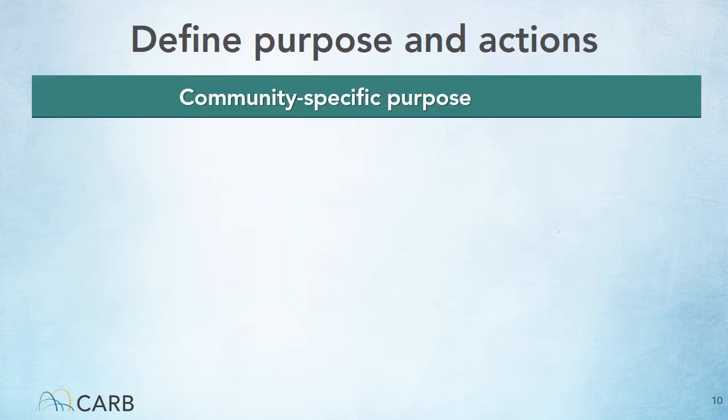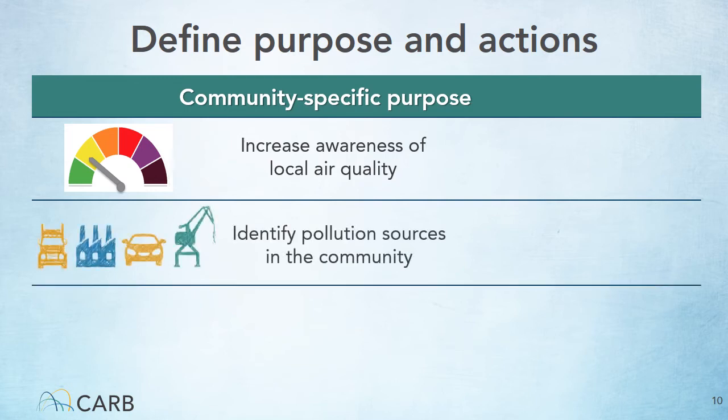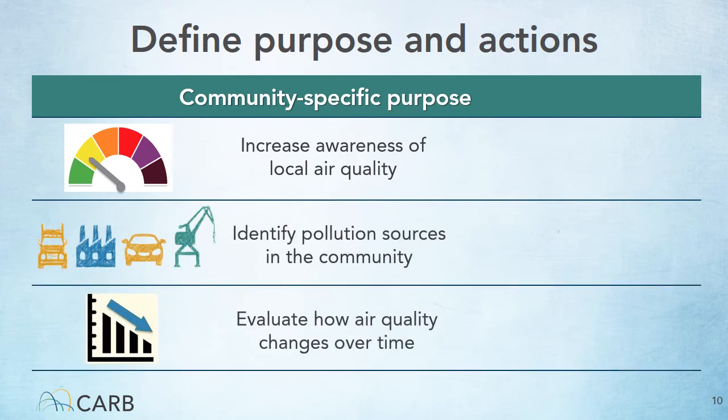After convening the steering committee, the next step is to define and document why air monitoring is needed. Community-specific purposes for air monitoring should be clear, concise statements that describe the need or needs for air monitoring and what the monitoring plan will address. Examples include increasing understanding of local air quality, identifying local pollution sources or hotspots, and evaluating how air quality changes over time.